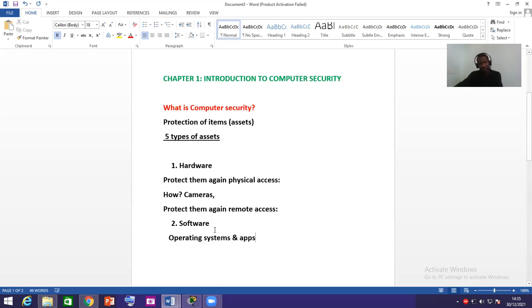So you make sure that people cannot access physically your hardware. You make sure that your software that are running on top of your hardware are protected, right? And what does it mean by that? You have to make sure that your operating systems are updated, your applications are also updated, right? So when you are done with protecting the hardware, the software, you need now to protect data, right?